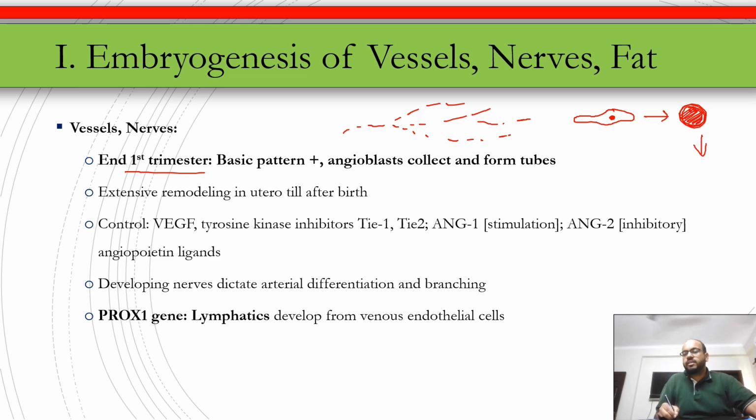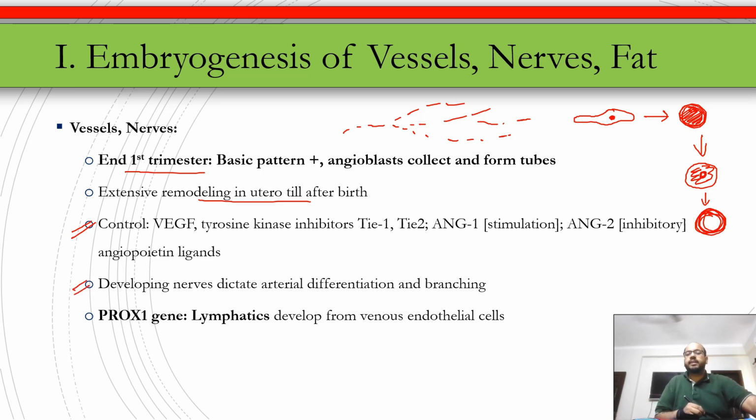Eventually, these rods will start to form a lumen in between, which will grow bigger, and you will have a tube, and that is how your capillaries and arteries will form. Extensive remodeling occurs in utero till after birth. The control is by these ligands. These are just for academic interest.